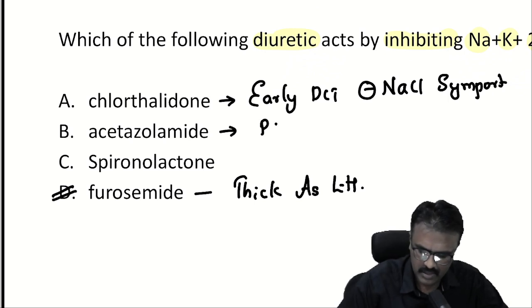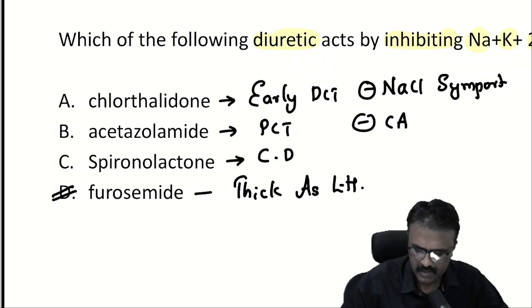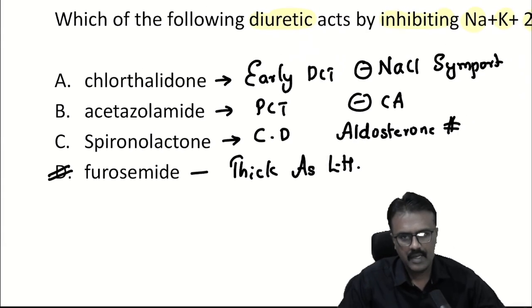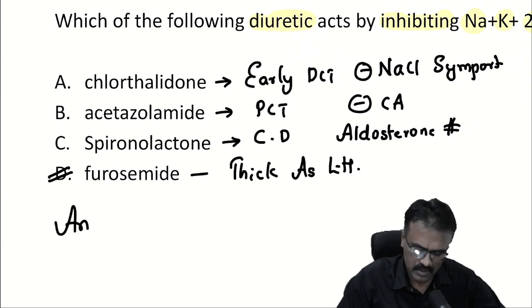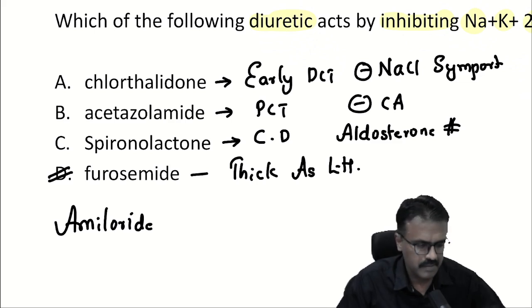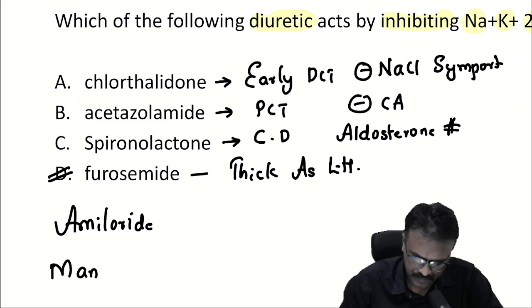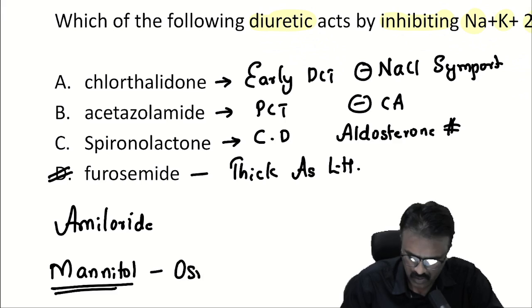Acetazolamide, I just discussed. PCT, it inhibits carbonic anhydrase. Spironolactone, collecting duct. It is aldosterone receptor antagonist. If you know all these things, tell me what is the mechanism of amiloride. Expecting your answers. Then we have mannitol. Mannitol is osmotic diuretic.